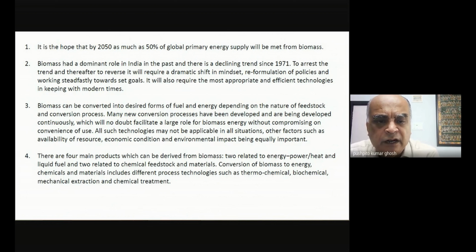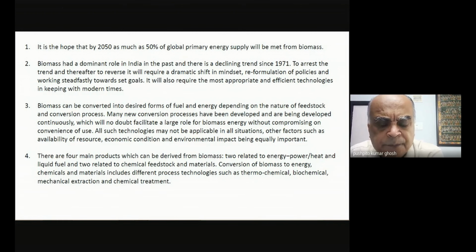with the appropriate feedstock. Many new conversion processes have been developed and are being developed continuously, which will no doubt facilitate a large role for biomass energy without compromising on convenience of use. I'm not asking you to compromise on convenience of use. I'm just saying use the right thing for the right purpose. All such technologies may not be applicable in all situations. Other factors such as availability of resource, economic condition, environmental impact, etc., are equally important. You'll have to keep that in mind.